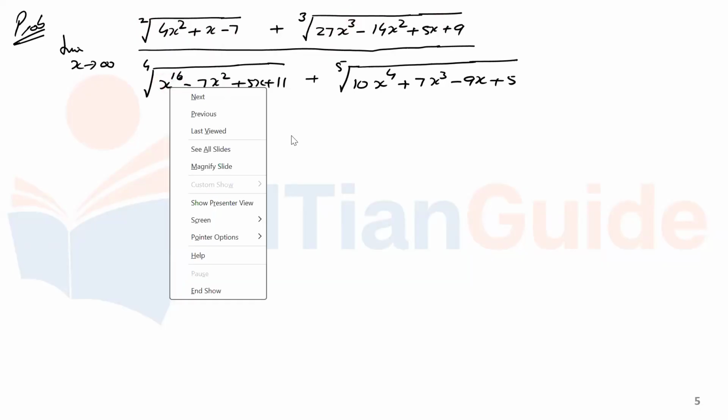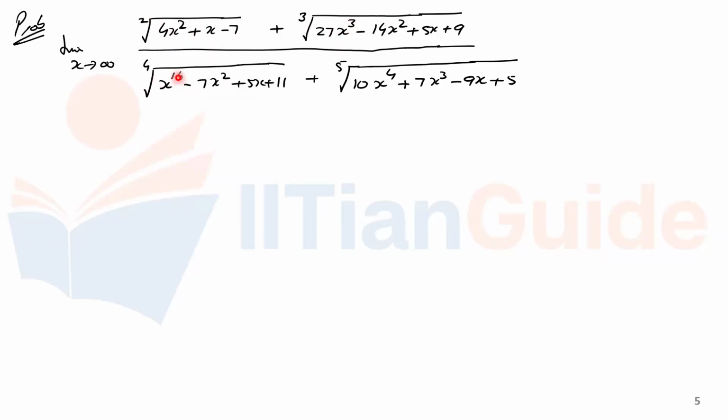No, I wrote wrong. It is not 16. It is x power 4. X power 4 divided by 1 by 4 will give me x power 1. And in the last term, I will get x power 4 by 5. Here I have x power 1, x power 1, x power 1. Here I am having x power 4 by 5. That is smaller than 1. Overall, in the whole expression, I am getting x power 1 is the highest term.